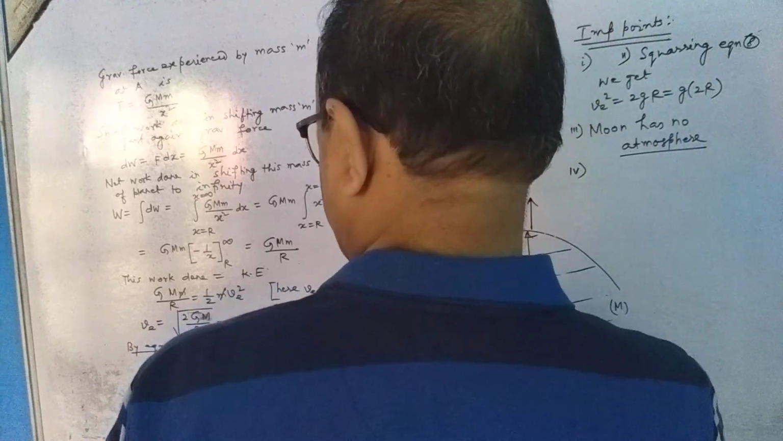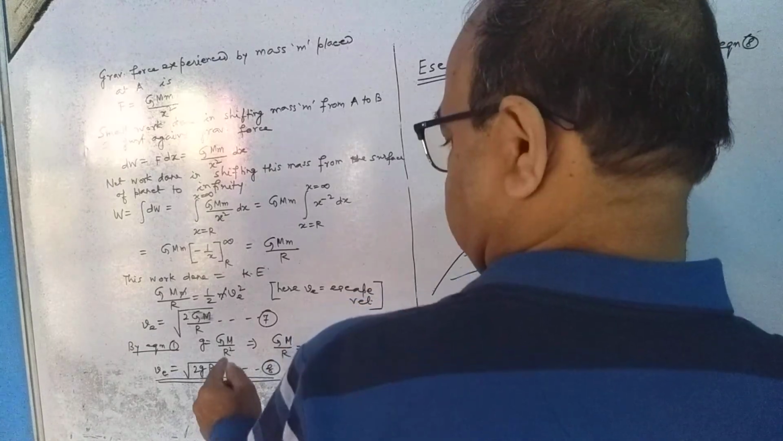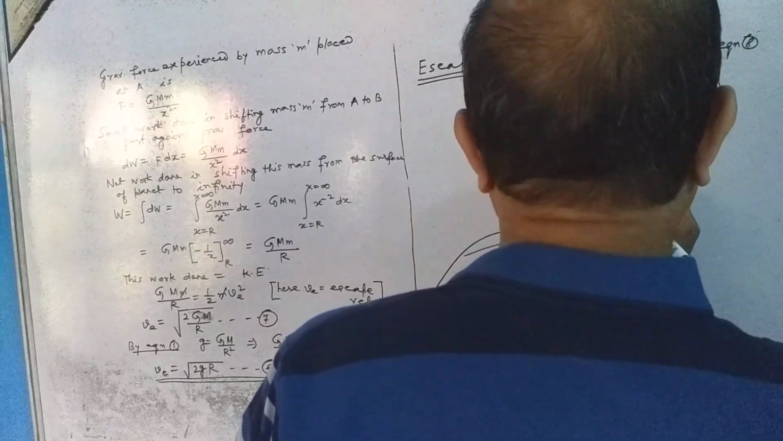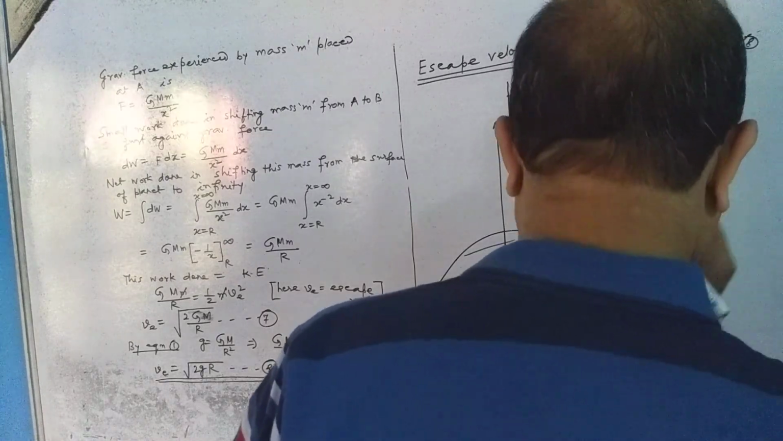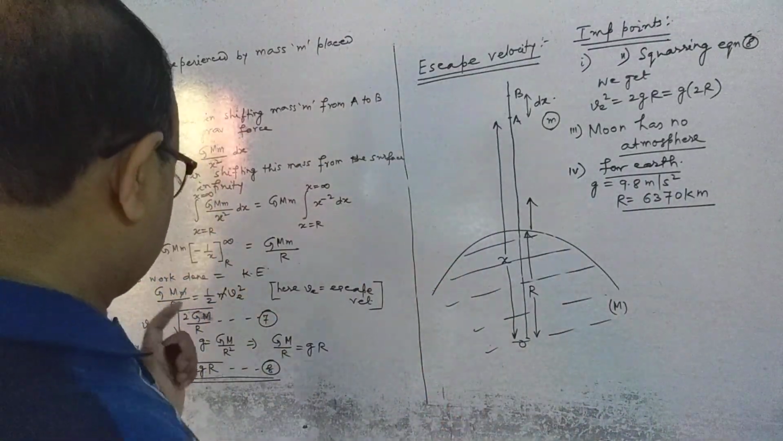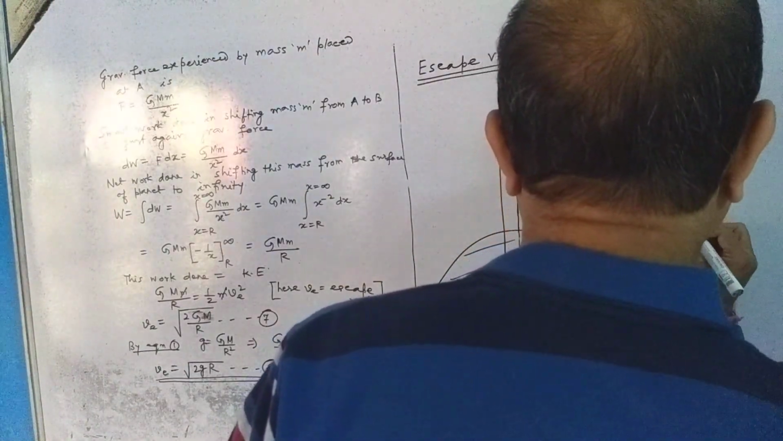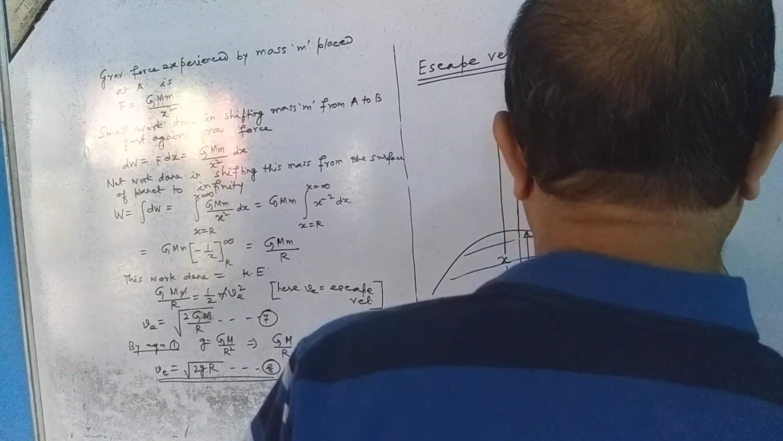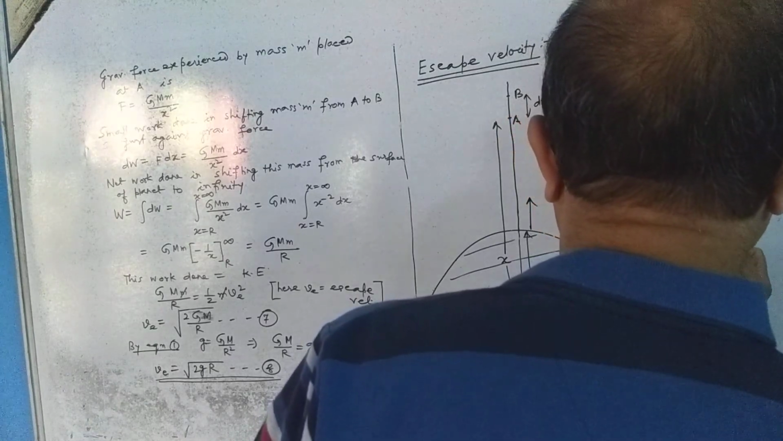And last point, fourth, for earth, right? Small g is equal to 9.8 meter per second square and capital R is equal to 6370 kilometer. I hope all of you know it. This data is known to everybody for earth. So escape velocity on earth, escape velocity on earth will be how much? V should be, it comes 11.2 kilometer per second.